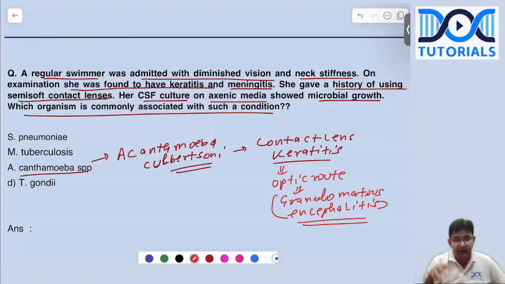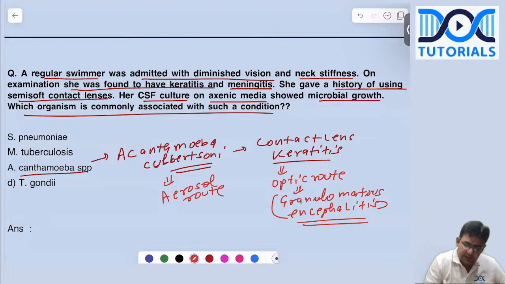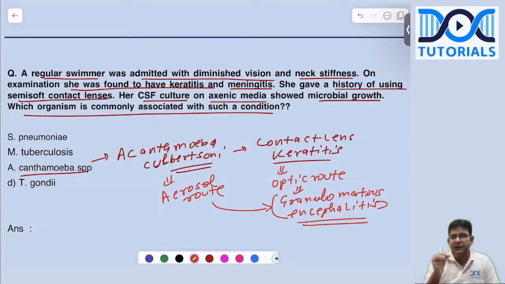By the eye route, or through the aerosol route also, it can do the same by going to the lungs, from the lungs to the blood, and from the blood to the brain. And this causes granulomatous encephalitis. Is it fine? Important: the trophozoite of it has thorn-like pseudopodia. Thorns. You can remember it like this. Those thorns go into the eyes and cause what? Keratitis. This question can come again.